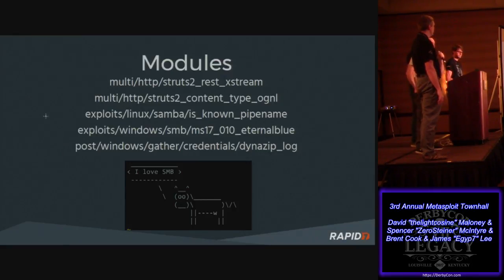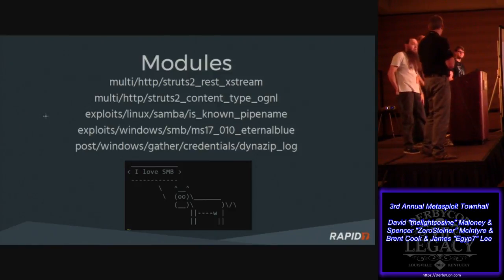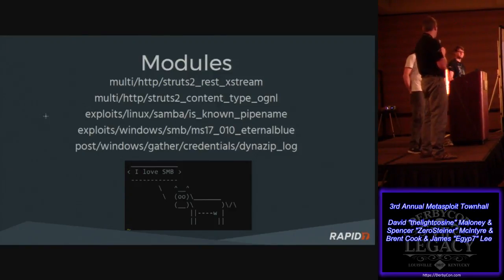And the is_known_pipename was the SambaCry thing. That's a fantastic bug. I love that bug. We actually added support to modules for the AKA field, so we could include all the cool names that people keep calling modules, because they're like, I can't find SambaCry. It's like, well, it's actually called a zillion different things. So now you can actually alias modules to all their silly names that people come up with.